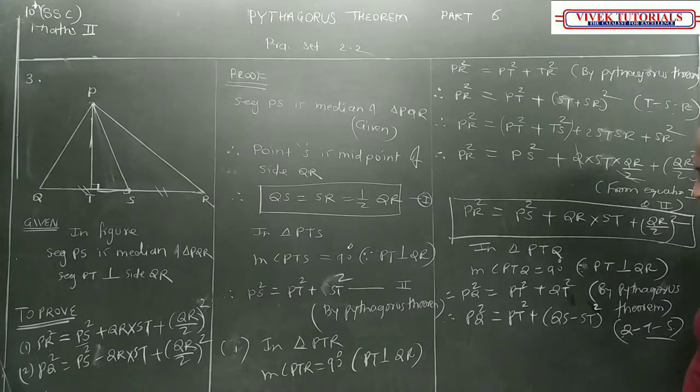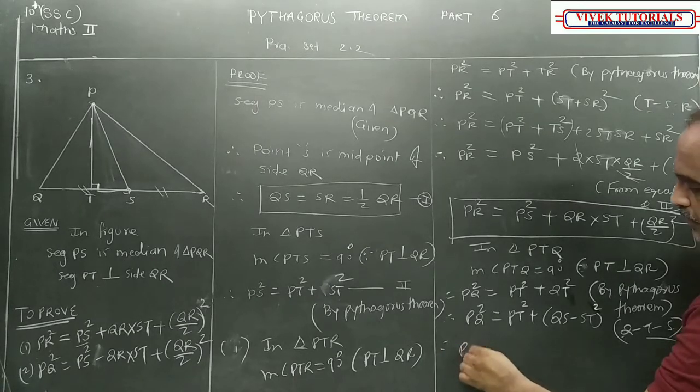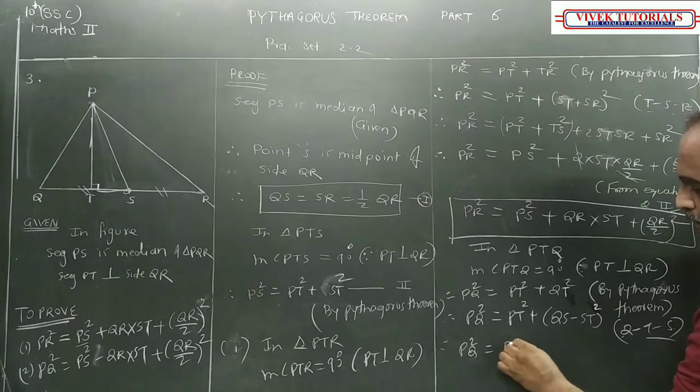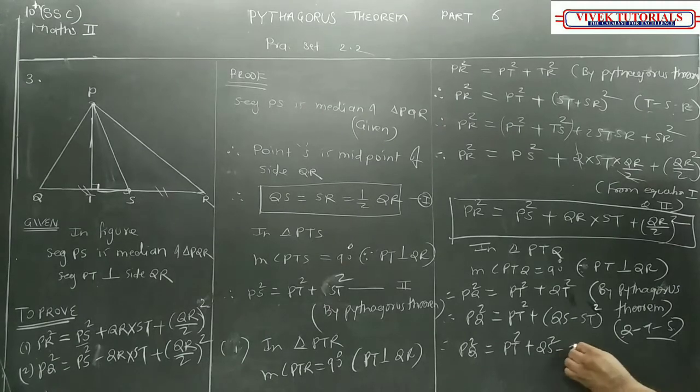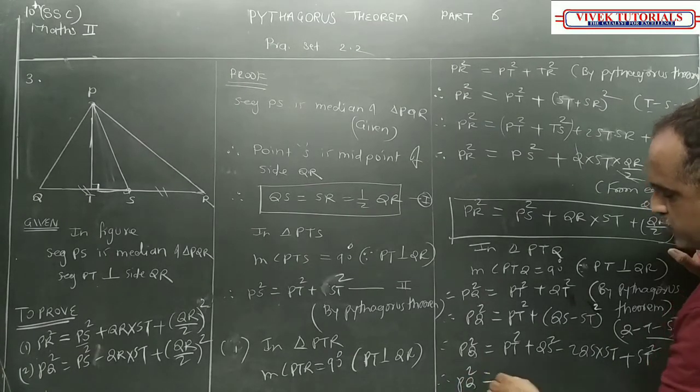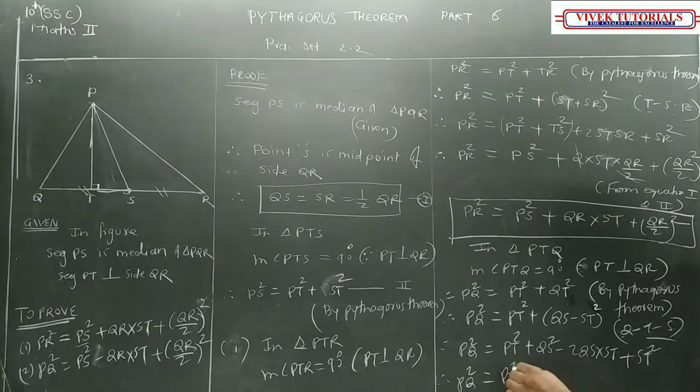So what will happen now? Therefore, what I can write PQ square is equal to PT square plus QS square minus 2 QS into ST plus ST square. We are applying the formula of A minus B the whole square, A square minus 2AB plus B square. So what you got now? Therefore, PQ square is equal to PT square plus ST square minus 2 QS into ST plus QS square.